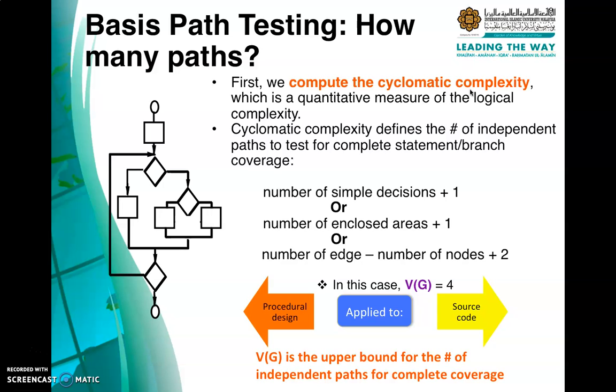How do we know how many paths we actually need to go through? First of all, to identify the number of paths, we need to know the cyclomatic complexity. So we need to calculate it. It refers to the quantitative measure of the logical complexity. So what is that? Cyclomatic complexity defines the number of independent paths to test for complete statement or branch coverage.